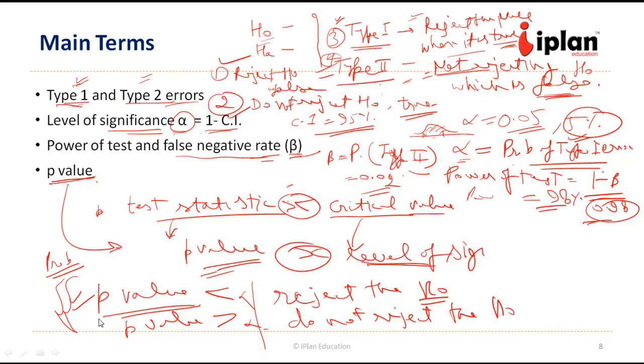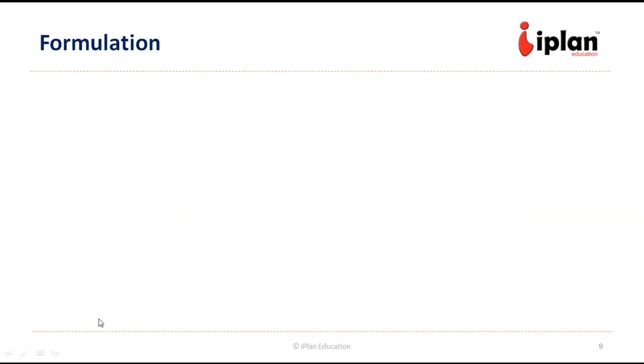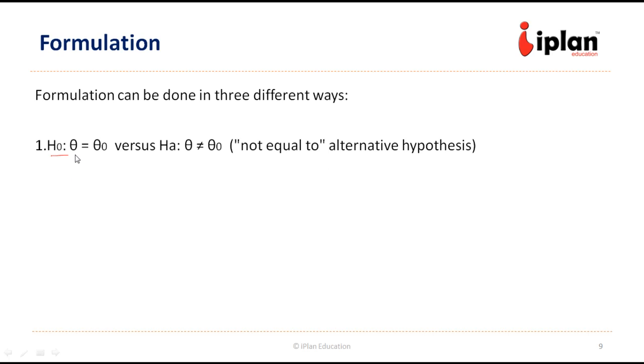Now let us move ahead. Look at the formulation of the hypothesis. How do we formulate it? It can be done in three different ways. First is when we are comparing two values.